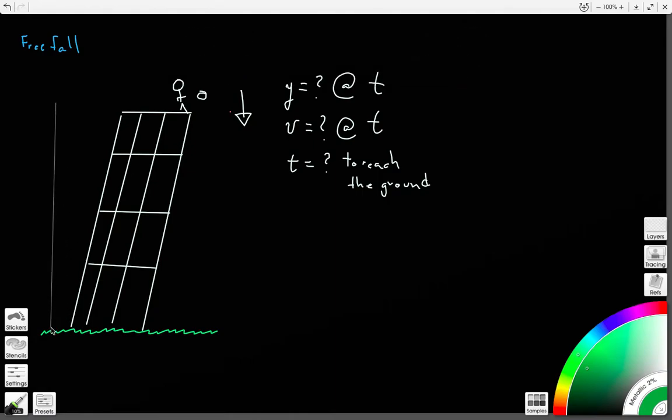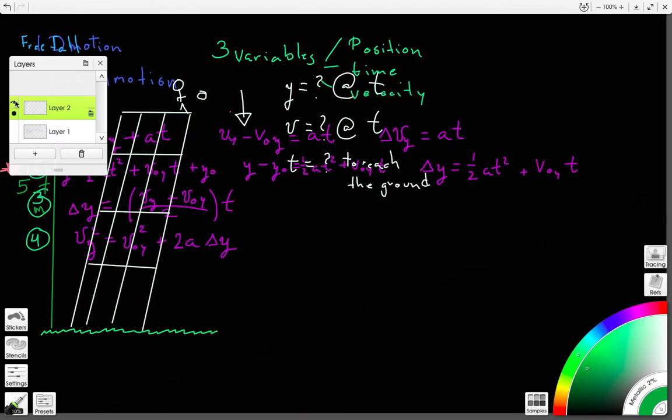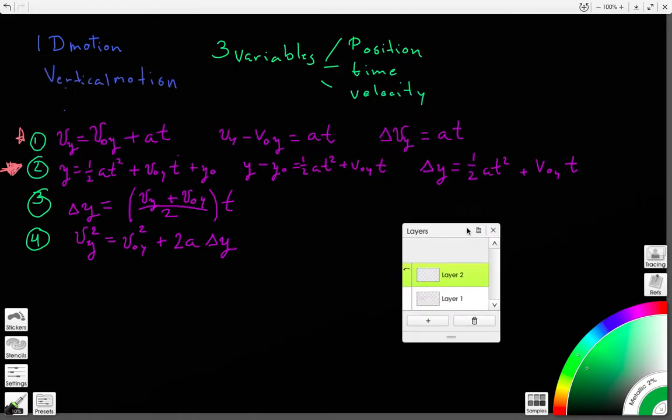So this thing has a height of 57 meters. Okay, so our first approach to solving this problem, we know that it's a free fall problem. And we already figured out the equations that we can use for free fall. I think I have them here. There we go. These are my equations for free fall.